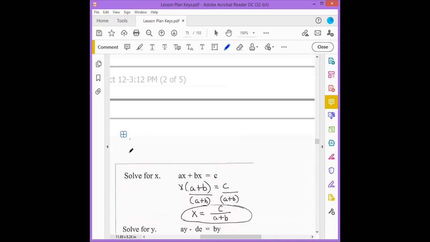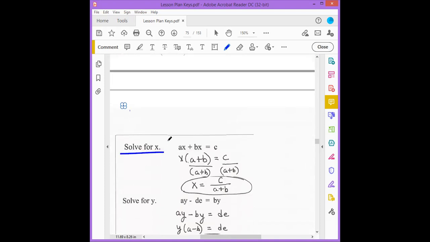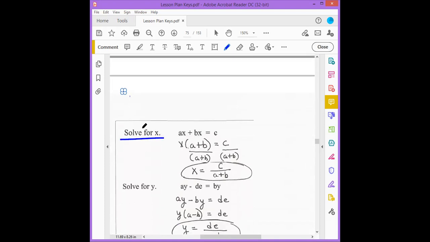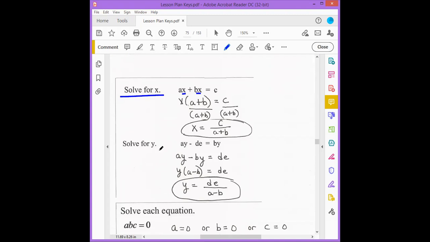Okay, the next example, we're solving for x. Now we can solve for x by factoring. So we find that GCF, ax plus bx equals c. On this left side of the equation, we're going to factor that GCF of x. When we factor x from ax, we get a in parentheses. And when we factor x from bx, we get b in parentheses equals c.